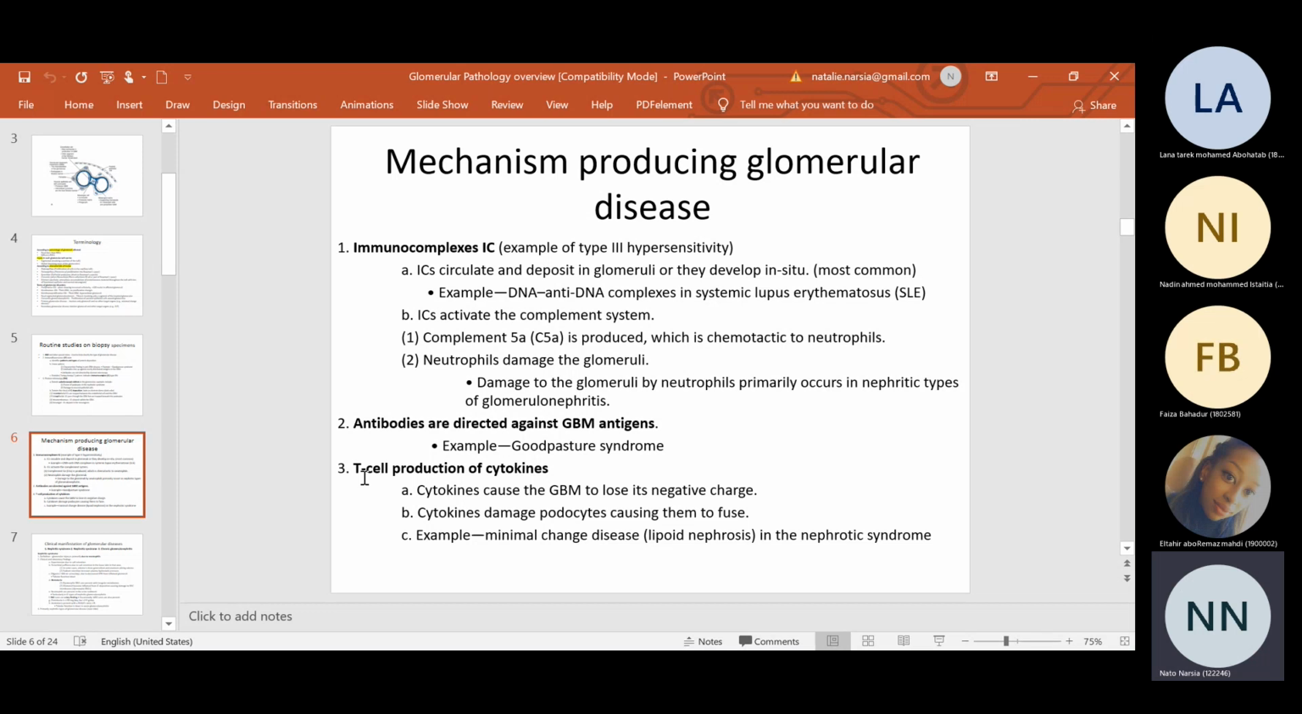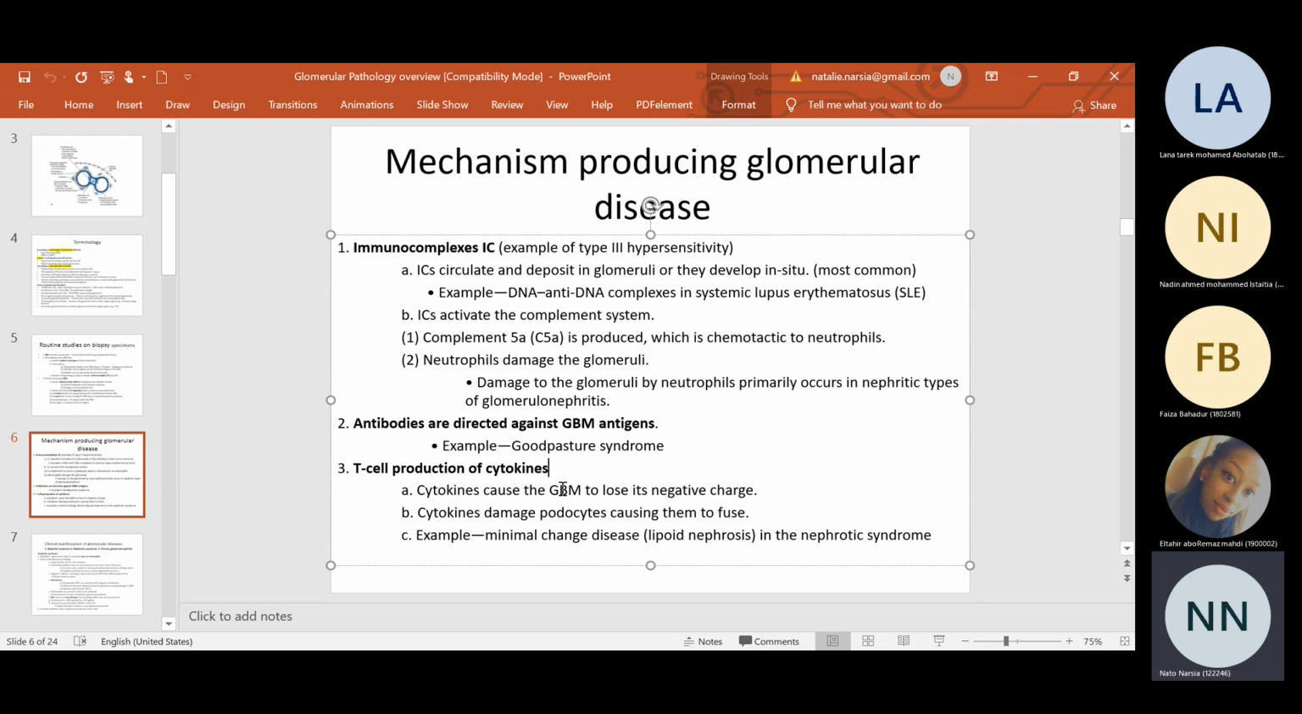And the third mechanism is T cell production of cytokines. So it is not the T cell that actually damages glomeruli, but cytokines. Okay, cytokines are important here. Cytokines cause the GBM, glomerular basement membrane, to lose its charge. For that reason, if you have overproduction of the cytokines, guys, it will lead to protein loss. So nephrotic syndrome is the consequence of this T cell production of cytokines.